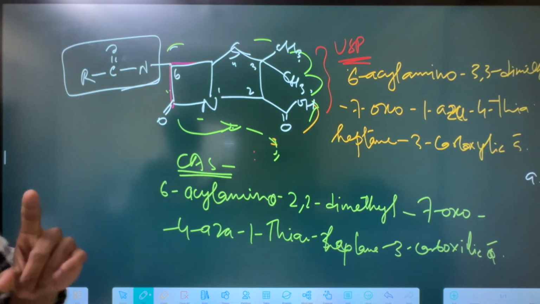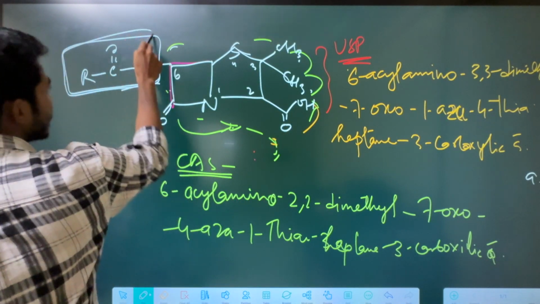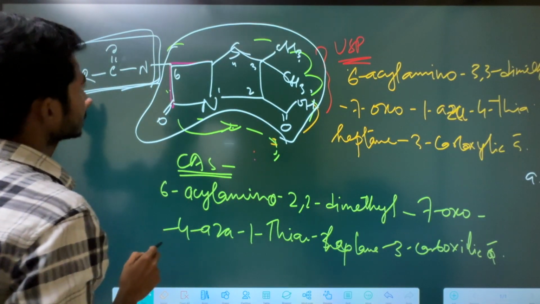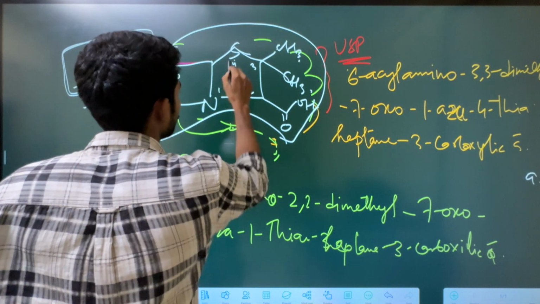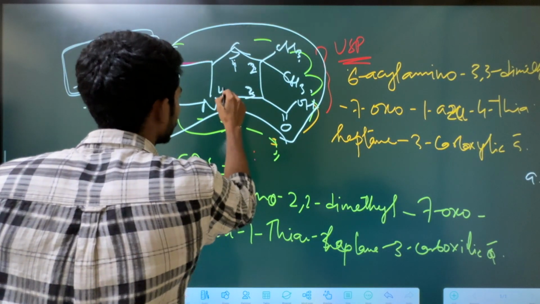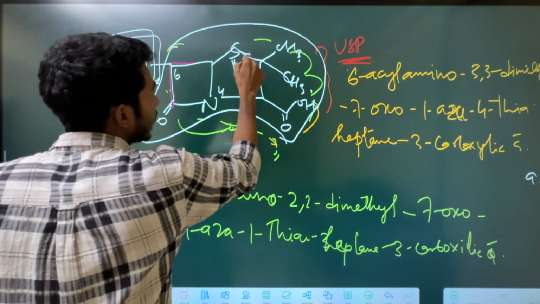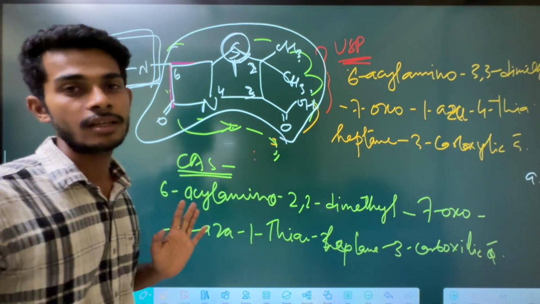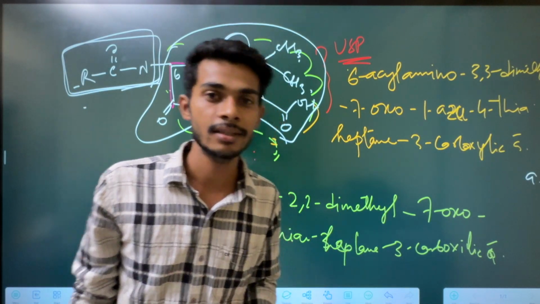Again, the derivative of penicillanic acid is even easier. In that case, you will simply say 6-acyl amino. Now this completely comes under penicillanic acid. So 6-acyl amino, penicillanic acid. So these are the 4 different types of naming or nomenclature of penicillin. Okay, thank you so much.